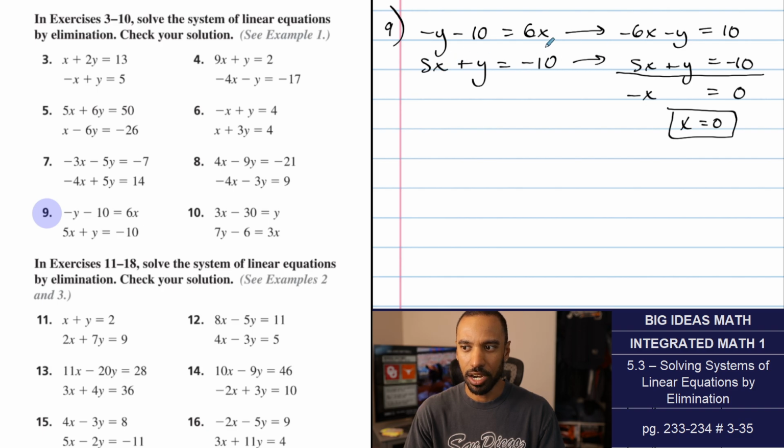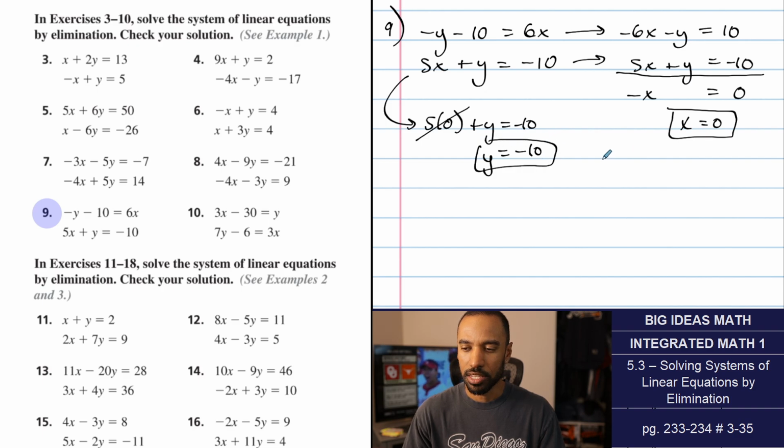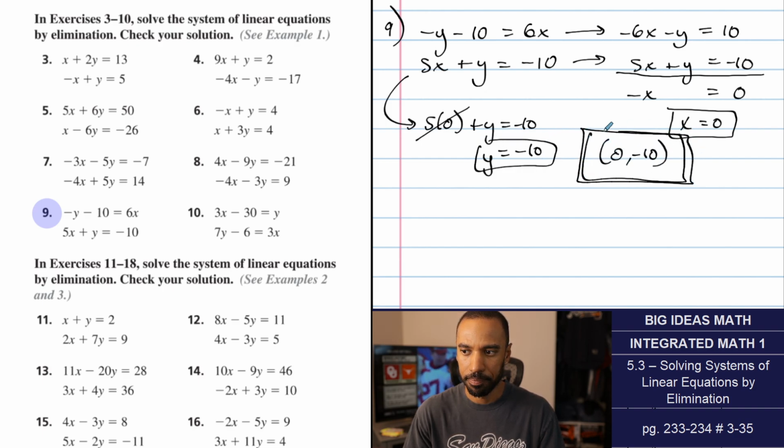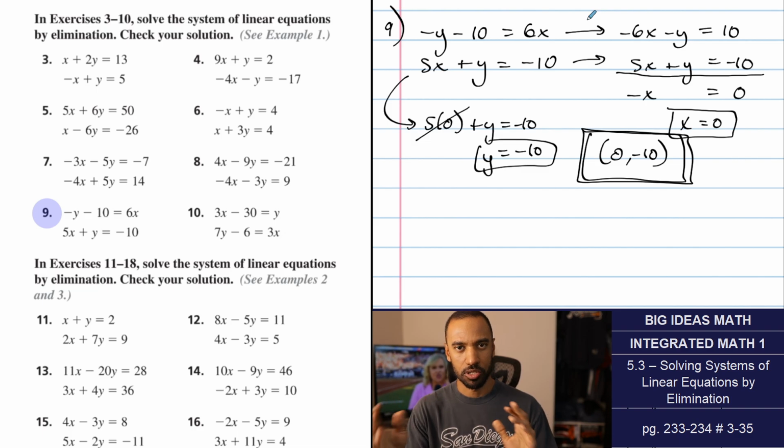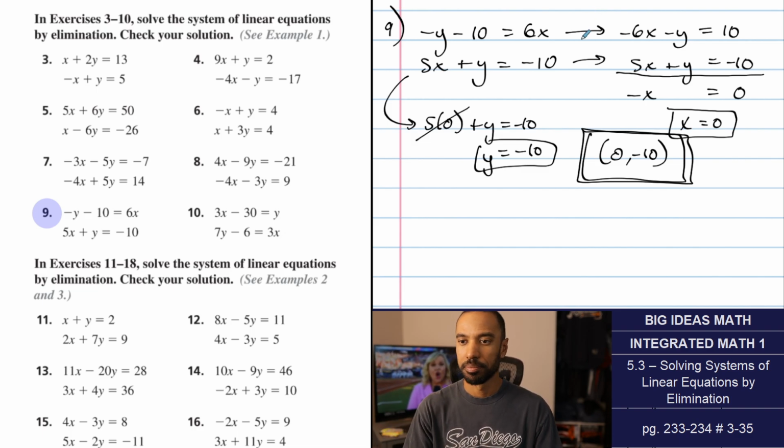Case in point, let's do that here with one of our equations like this bottom one. 5 times 0, of course, is 0. And that means that goes away. So our y value is negative 10. So we get 0, negative 10 is our solution set. If we double check it with the top, negative y, opposite of negative 10 is 10. 10 minus 10 is 6 times 0, which is 0. 10 minus 10 is 0. That is good.